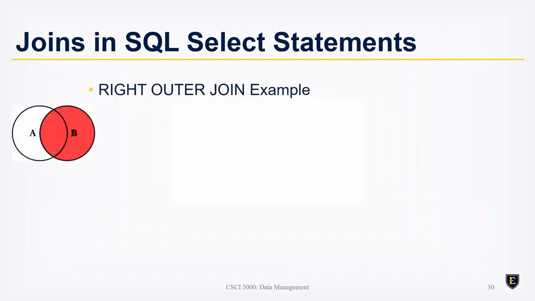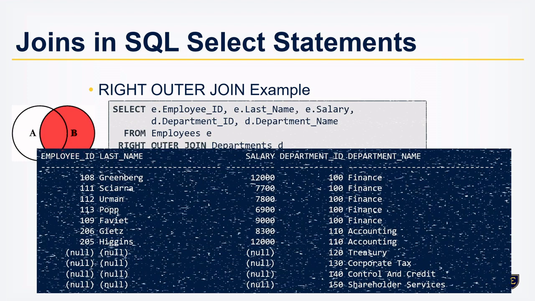So we also have the right outer join. The right outer join, again, table A and table B. We want to include records from table B, and if they match, great, we're going to display that match. If they don't match, then that's okay too. We'll just display nulls instead of actual values.